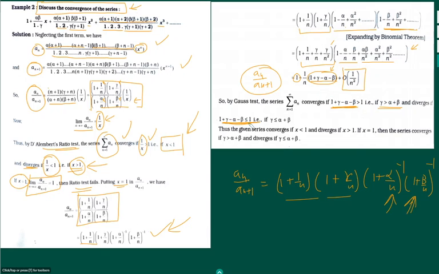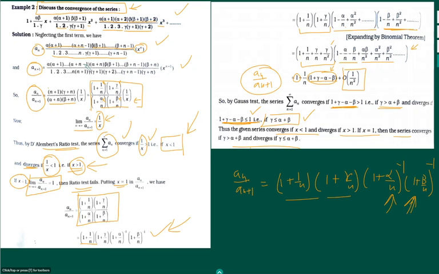Less than or equal to 1. Okay, Gauss test does not fail. For lambda less than or equal to 1, that means if gamma is less than or equal to alpha beta, then the series is divergent, otherwise the series is convergent. So the given series is convergent if x is less than 1 and divergent if x is greater than or equal to 1. So we have completely discussed the convergence and divergence of this series using the Gauss test.